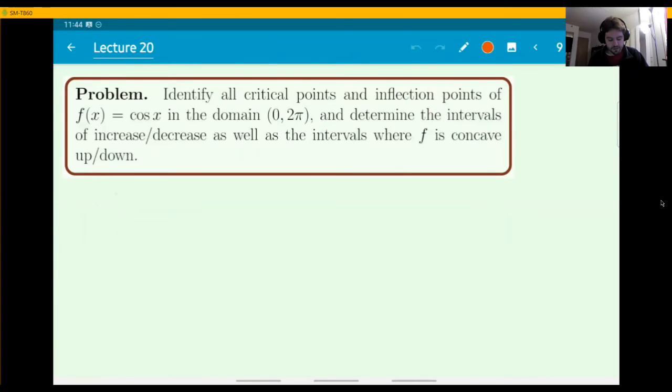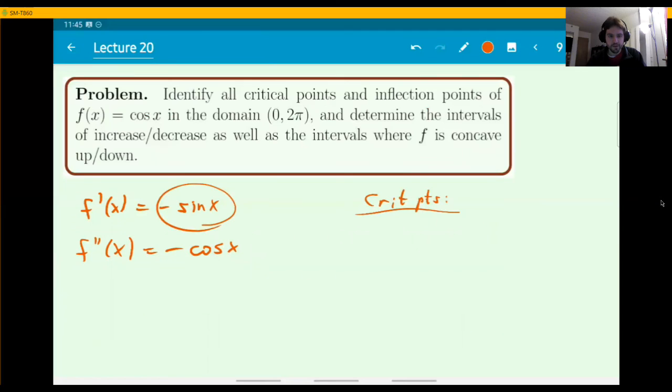So cosine between 0 and 2 pi, we should start taking derivatives, two derivatives, because we know we're going to need those. So that's very easy. So first of all, critical points. Critical points is where the derivative is 0 or does not exist.